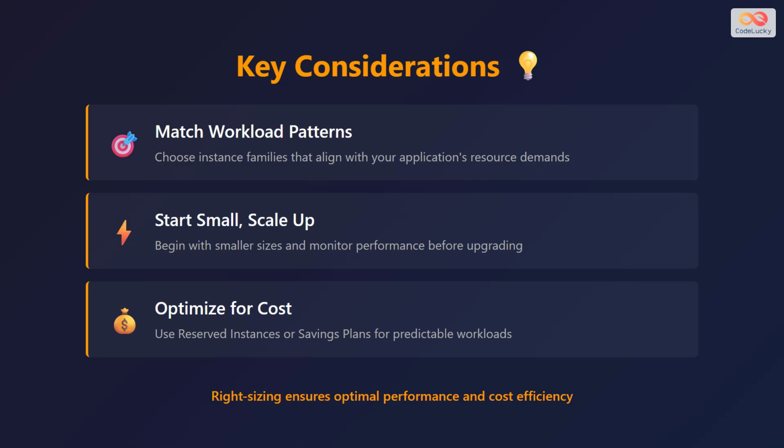Here are 3 key considerations to remember. First, always match workload patterns by choosing instance families that align with your application's resource demands. Second, start small and scale up. Begin with smaller instance sizes, monitor performance, and upgrade only when necessary. Third, optimize for cost by using reserved instances or savings plans for predictable workloads to save significantly. Remember, right-sizing your instances ensures optimal performance and cost efficiency.